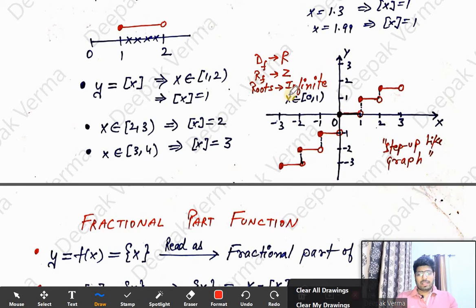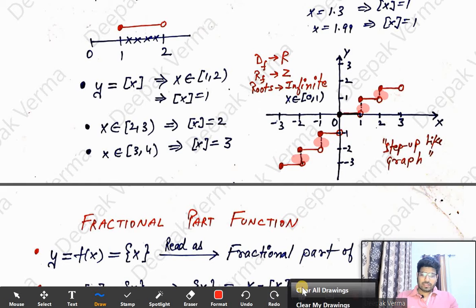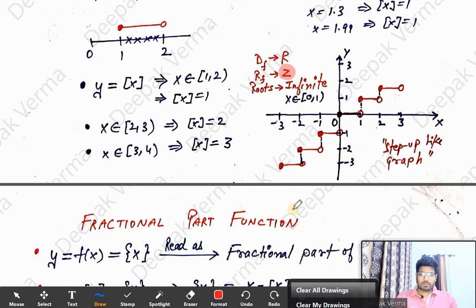Got it? Now look at the graph and tell the range. How much area, or how much portion of the y-axis, is covered by the graph? We can observe only integers here. -3 is included here. Then here we have a gap. This is not a part of the graph. This is not part of the graph. So only integers like -1, -2, -3, 0, 1, 2, 3 are covered. It means the range is what? Set of integers. Got it? I hope you got my point.